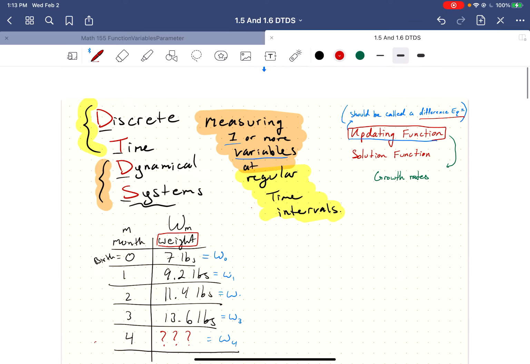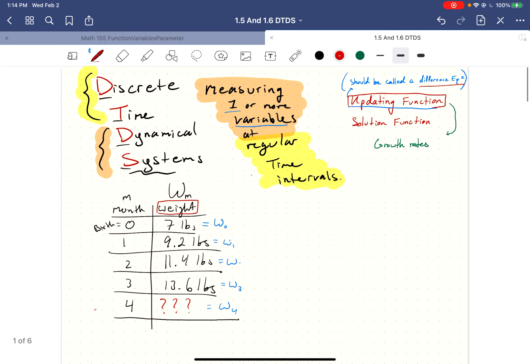All right, so I wanted to talk about discrete time dynamical systems. We're going to be talking about this for more than one video, but let's go ahead and introduce it. So a discrete time dynamical system is what happens when we measure one or more variables at regular time intervals. So discrete time, we normally think of time as being continuous.